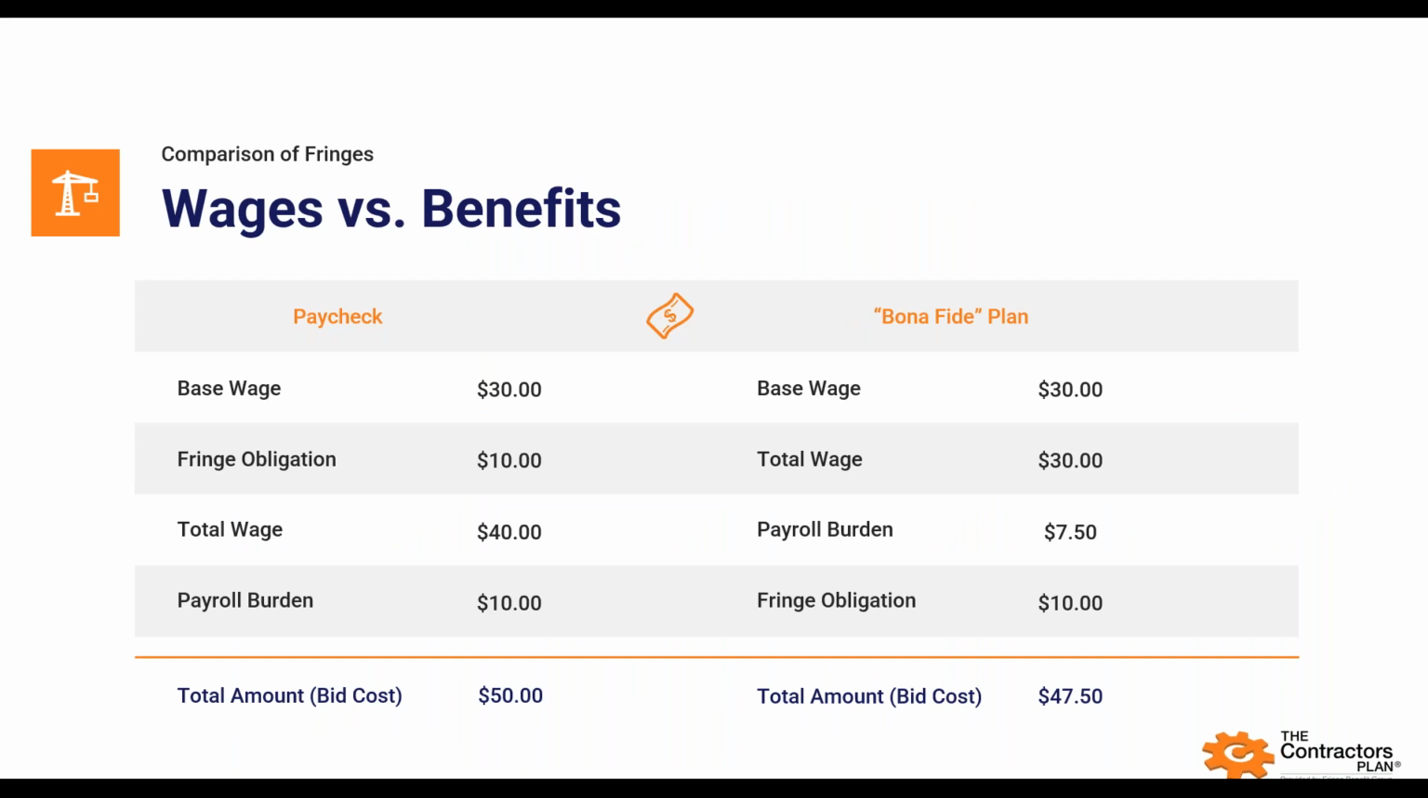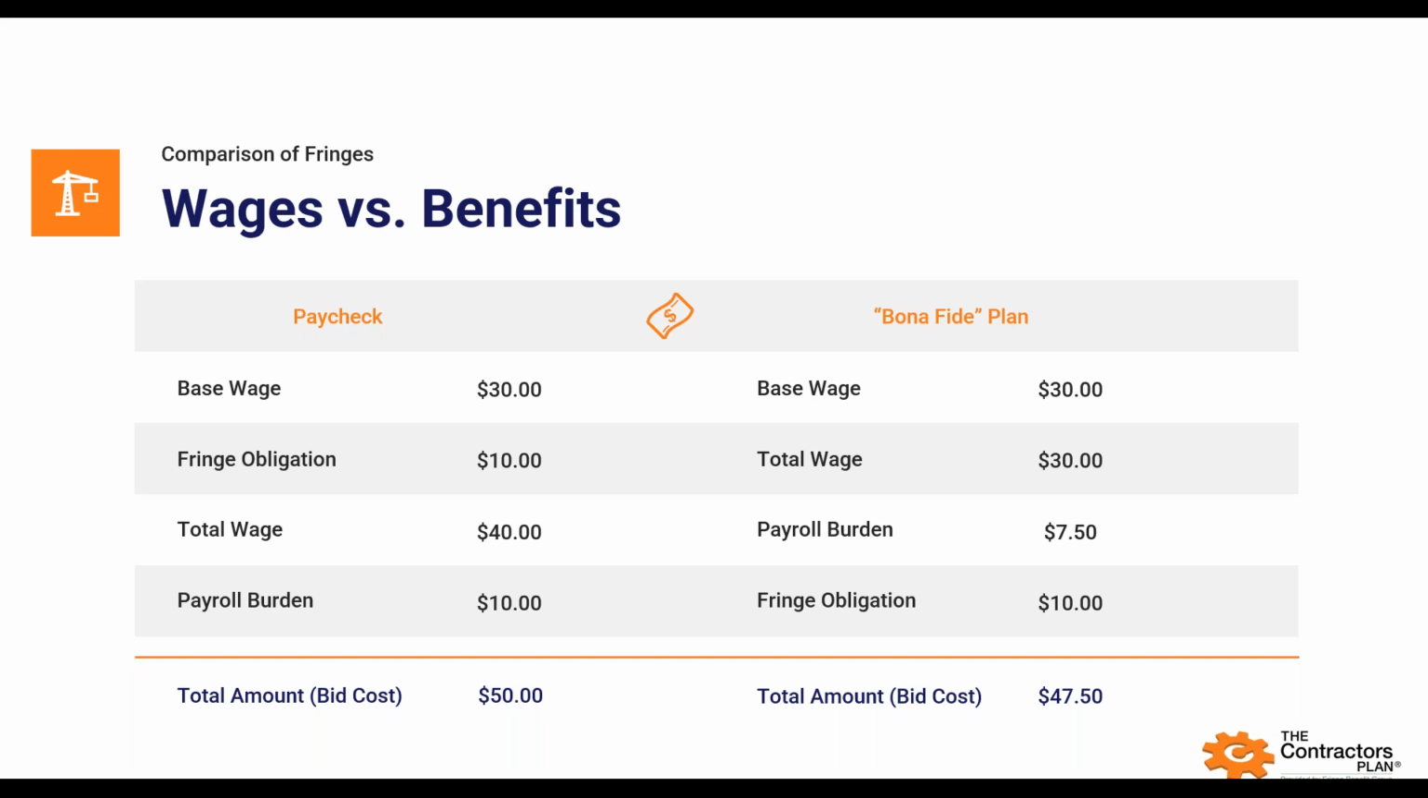Let's now look at this on a more numerical basis. This is an example of an individual employee for a single hour. On the left, I've got a merit shop contractor not offering bona fide benefits, not paying the fringes into a bona fide plan, just paying the fringes in the paycheck. So I've got a base wage of $30, a fringe obligation of $10, gives me a total wage of $40. 25% of $40 is $10. So that gives me a total bid cost of $50.